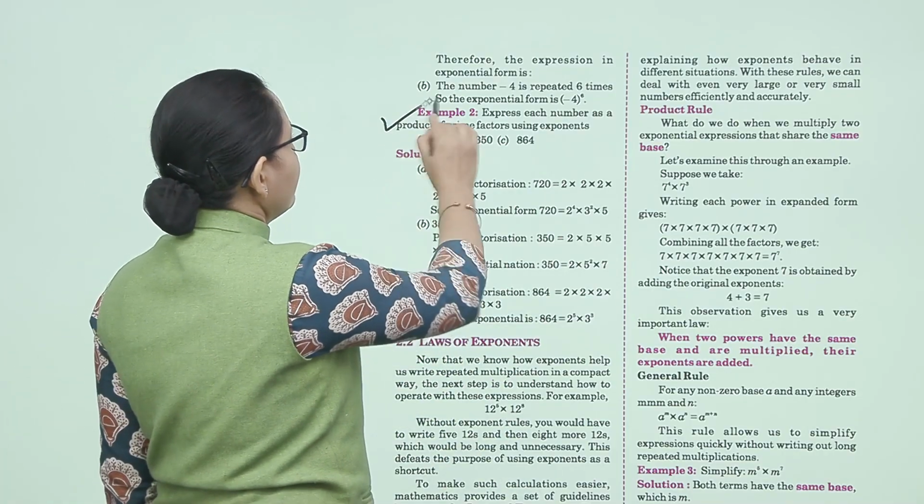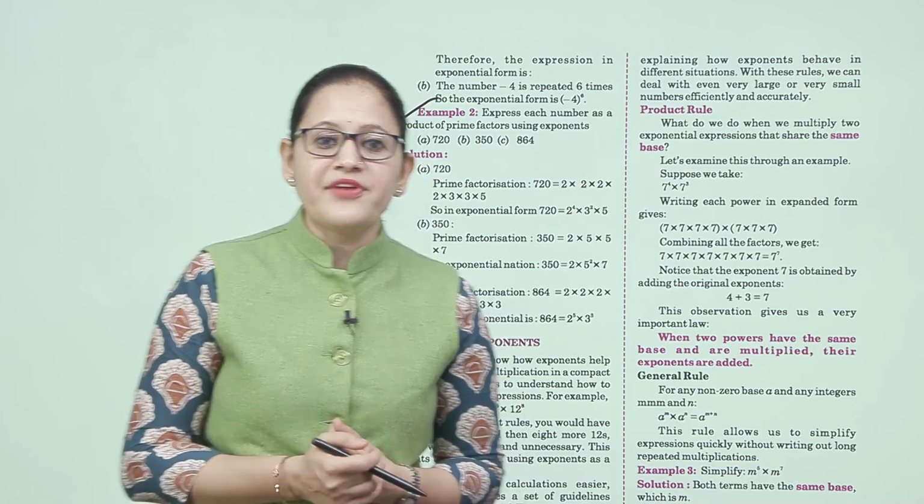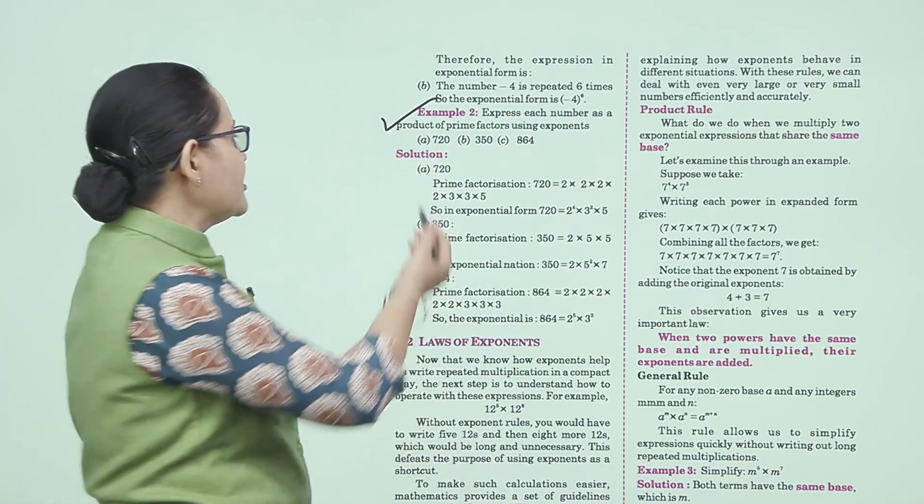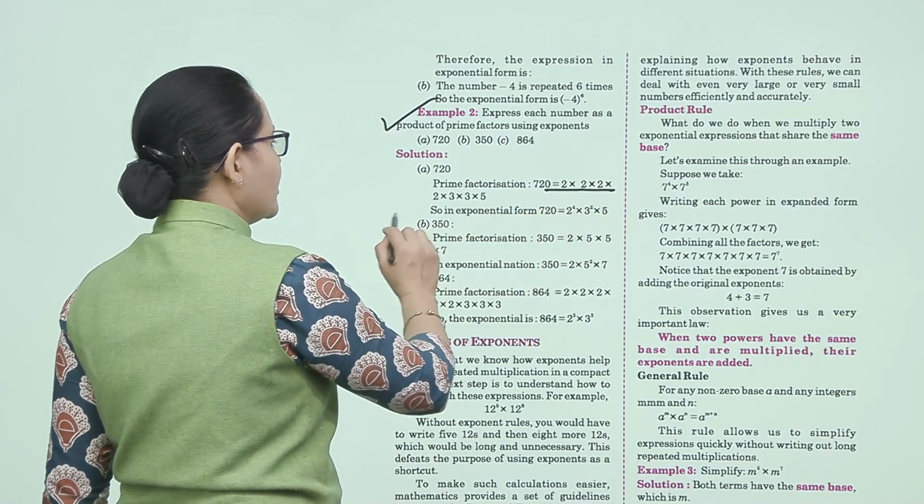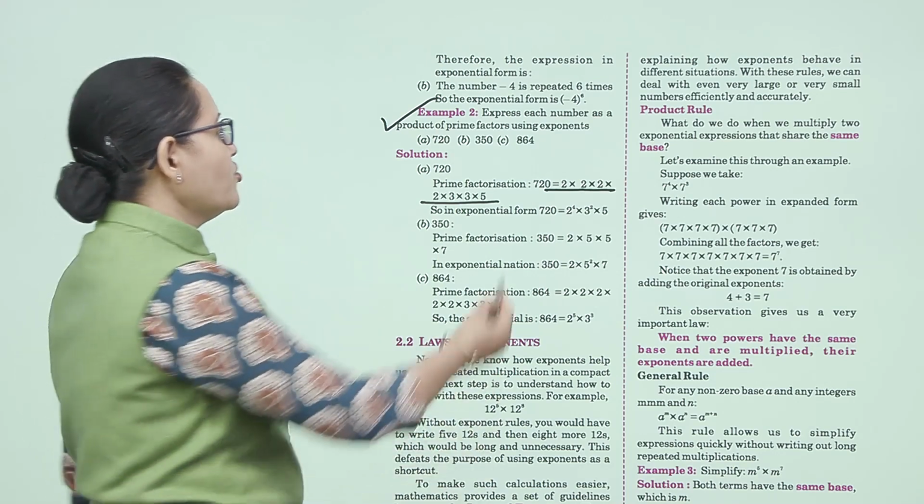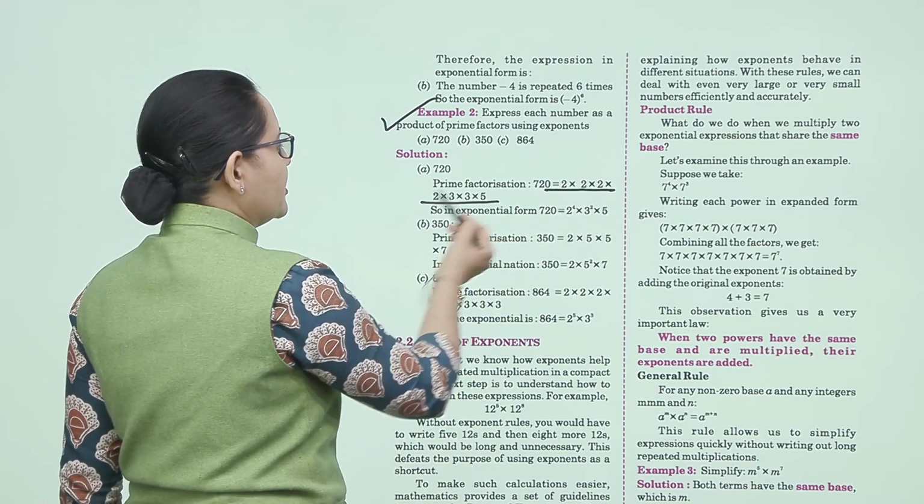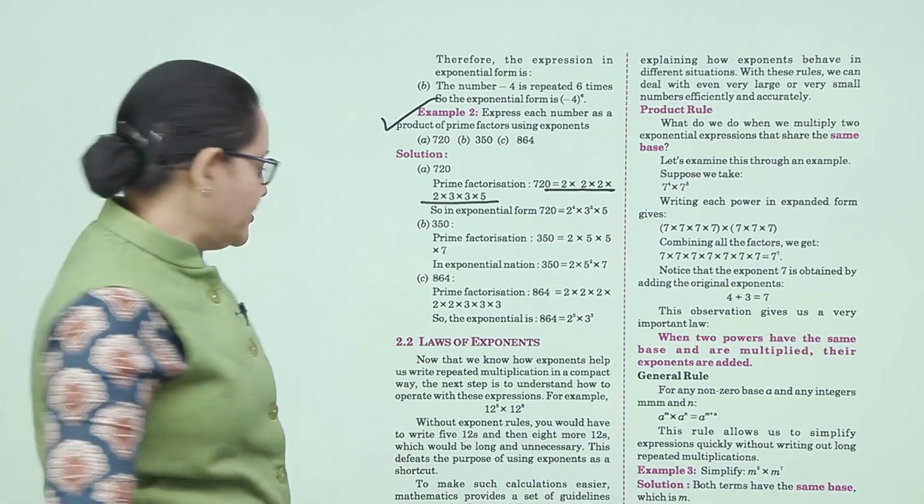Now, here we will take one more example. Express each number as the product of prime factors using exponents. 720. The prime factorization of 720 is 2 into 2 into 2 into 2 into 3 into 3 into 5. So the exponential form is 2 to the power 4 multiplied by 3 to the power 2 multiplied by 5. This is how we are going to write it.